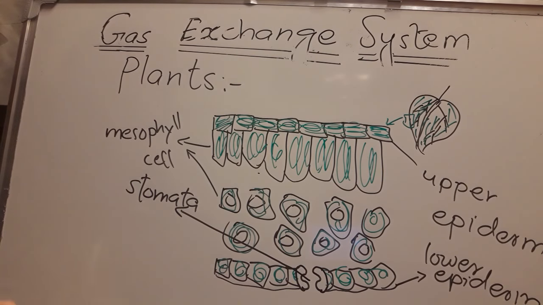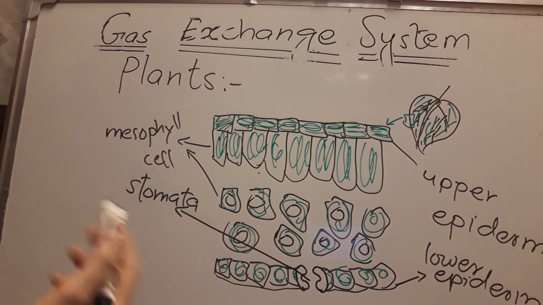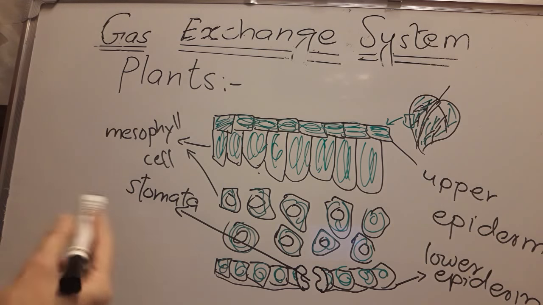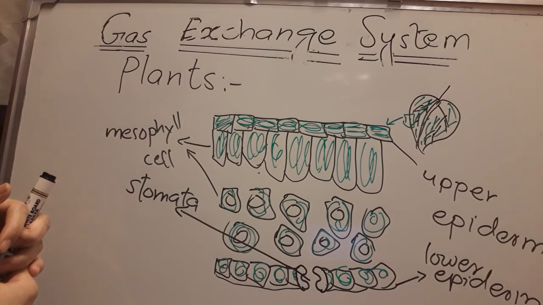Now we'll see gas exchange in plants. Plants need carbon dioxide for photosynthesis, which produces oxygen as a waste gas. They need oxygen for respiration as well, which produces carbon dioxide as a waste gas. So the main gas exchange surface is the surface of mesophyll cells in the leaf.